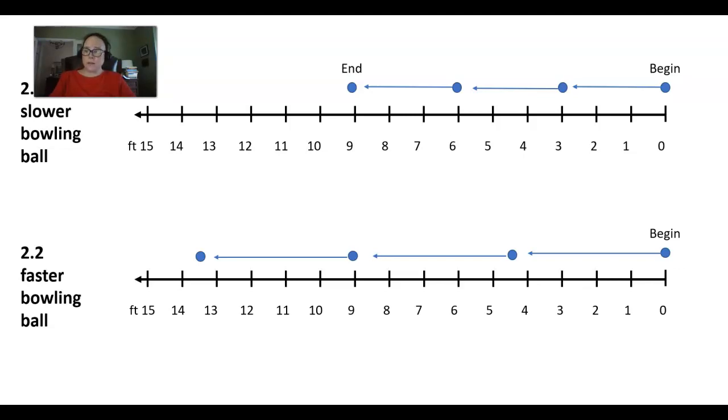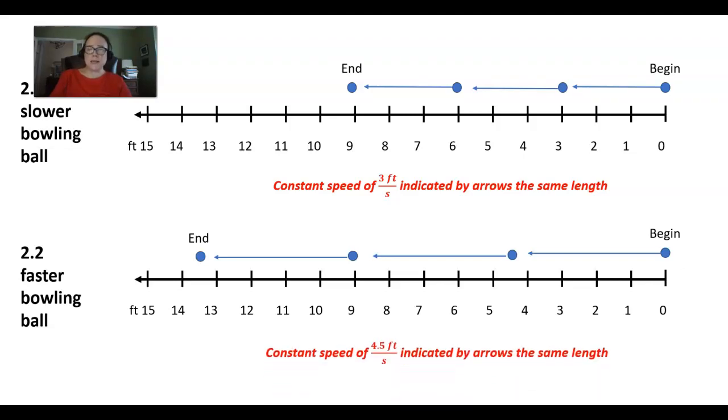They are all the same length because the bowling ball was moving at a constant speed, but they are longer than in the previous map because it was moving faster. So in the first case that we looked at, the bowling ball was moving at a constant speed of 3 feet per second, and that's indicated by our arrows or velocity vectors all being the same length. In the second example, the bowling ball was moving at a faster constant speed of 4.5 feet per second, indicated by these longer arrows all being the same length.